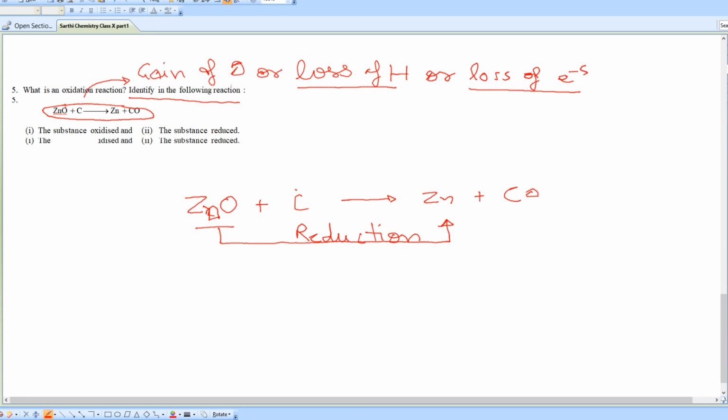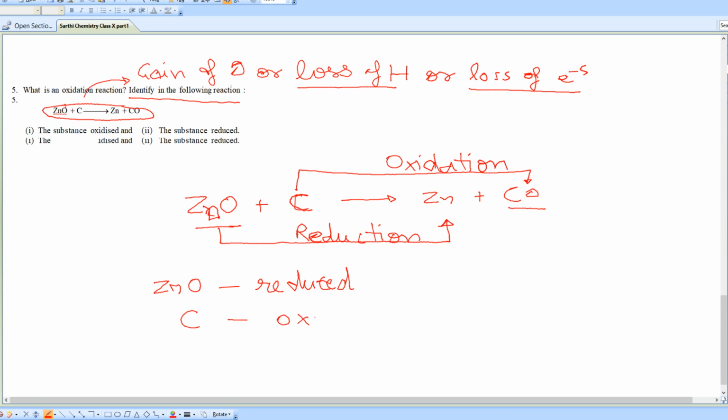On the other hand, carbon is getting attached with oxygen to form carbon monoxide. So this is definitely an oxidation reaction. So we know that reduction is taking place here. Zinc oxide is getting reduced to form zinc. So the substance which is getting reduced is zinc oxide. And for oxidation, carbon is getting oxidized to form carbon monoxide. So carbon is getting oxidized.